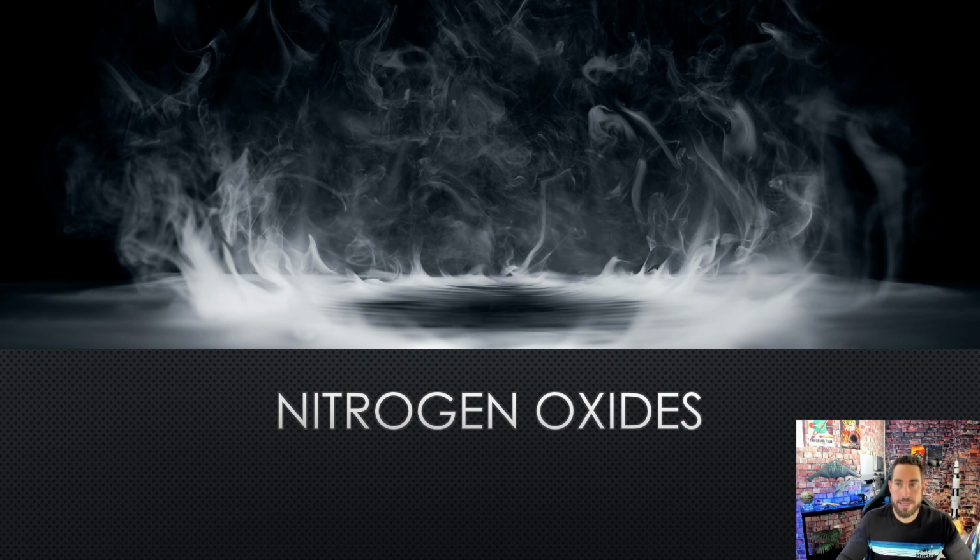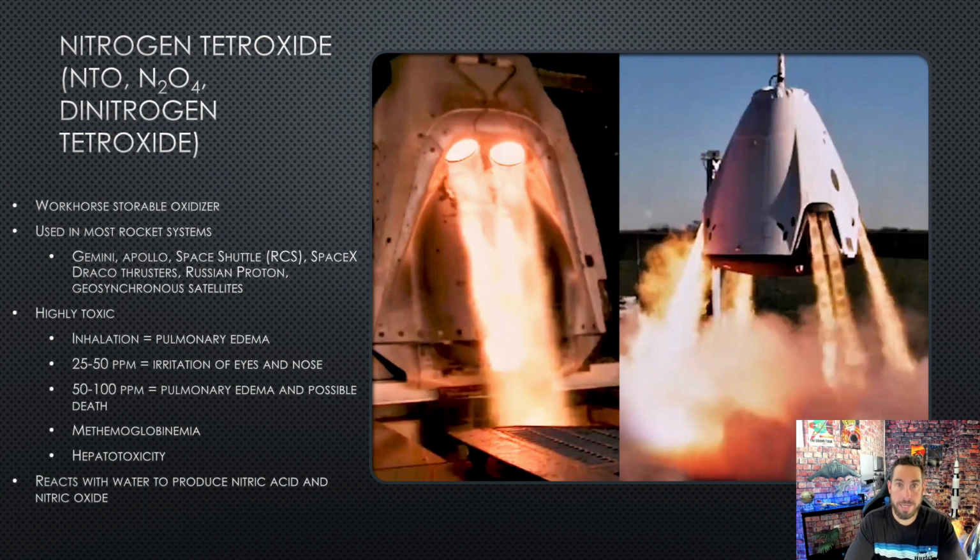All right. Next up are the nitrogen oxides, and these are the workhorse storable oxidizers. So LOX is the workhorse cryogenic, and the nitrogen oxides are the workhorse storables. These are in use pretty widely still today. Been used in most rocket systems, so everything from Gemini to Apollo to the space shuttle reaction control system, the thrusters, SpaceX Draco thrusters, the Russian Proton rocket. They're used in the thrusters on geosynchronous satellites, so like GPS satellites, geosynchronous meaning it stays in one place over the Earth.